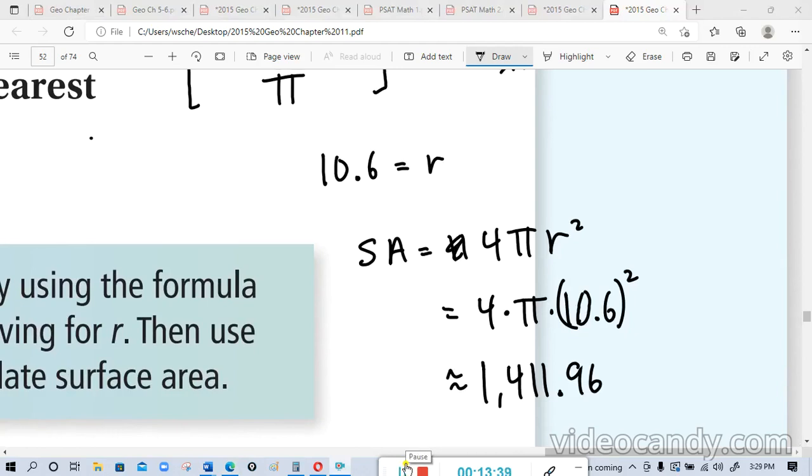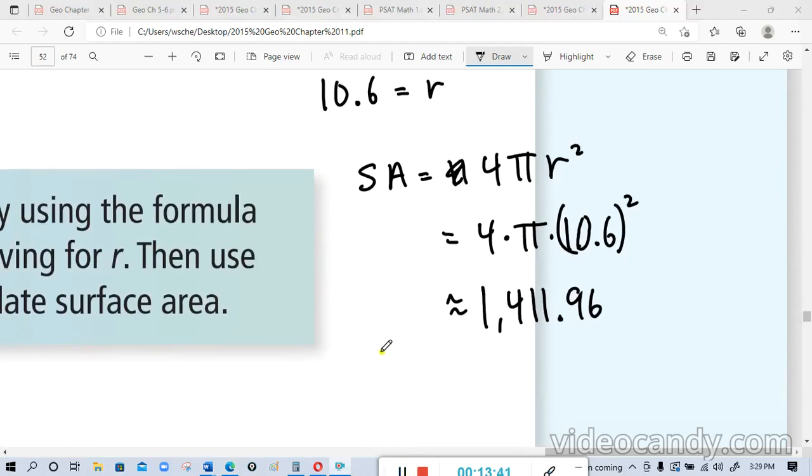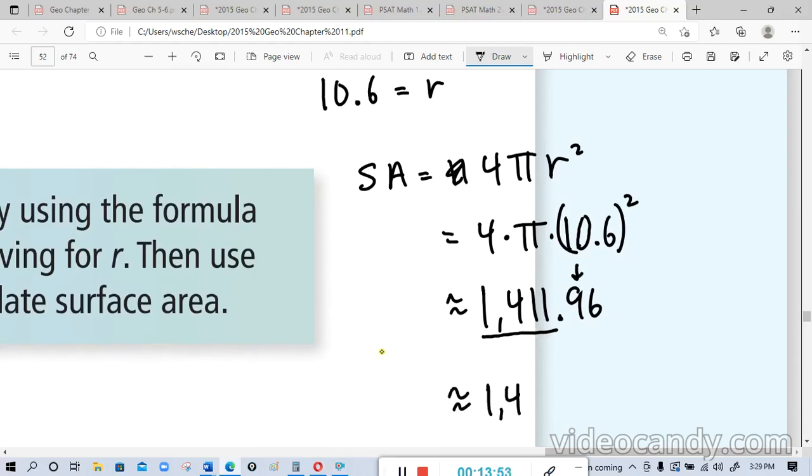I got 1411.96 to the nearest square meter. You just look at the first decimal. Since it's 5 or more, we're going to round up. So 1411 is just going to be 1412, and that is going to be in square meters. I'm assuming the units were in meters because they said round to the nearest square meter.